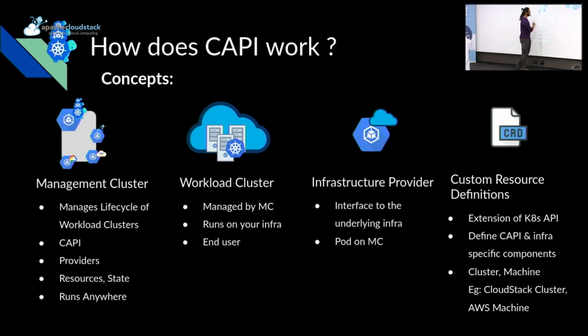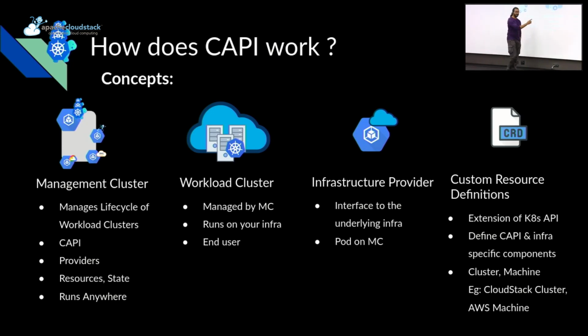All right, now that we're done with the management cluster, over to the workload cluster. The workload cluster is the cluster which is created and managed by your management cluster. It runs on the infrastructure you have specified, and it's the one that you expose to your end users. If anyone wants a Kubernetes cluster, you create your workload cluster and you expose it to your teams, to whoever wants it. Then you have your infrastructure provider. Your infrastructure provider is what your management cluster uses to talk to your infra. It's the interface to your underlying infra, and it runs as a pod on your management cluster.